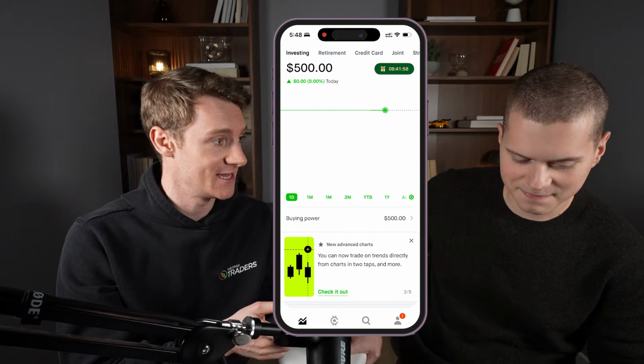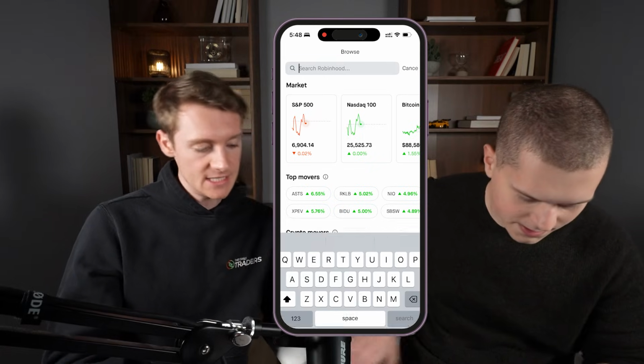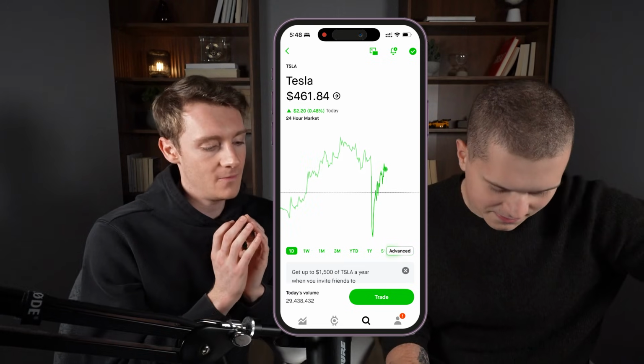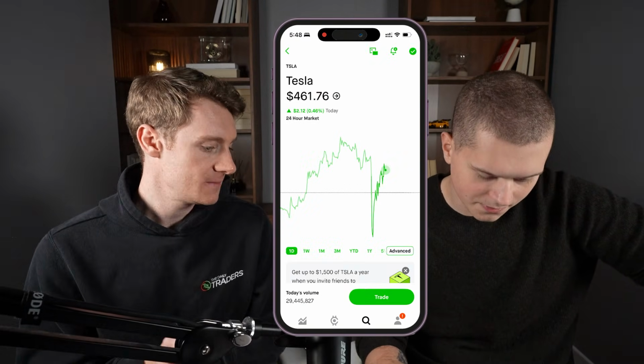Let's pull up Tesla. If you search here, you can type in TSLA. Now, with options, you can either bet on a stock going up or down. So you're either going to be buying what is called a call or a put. With a call, you're betting on the stock to go up, and with a put, you're betting on the stock to go down.